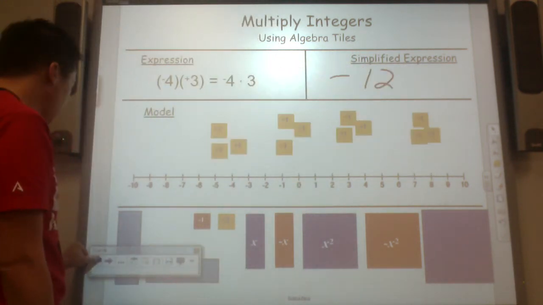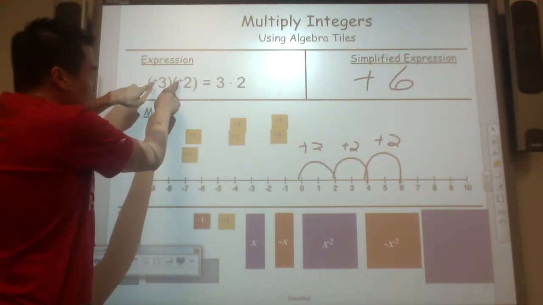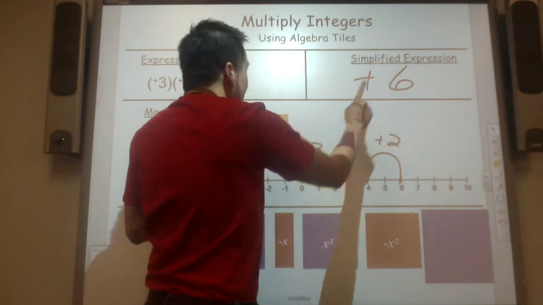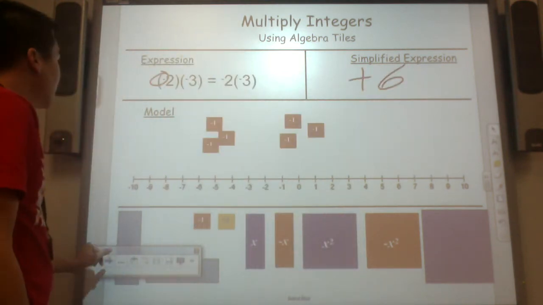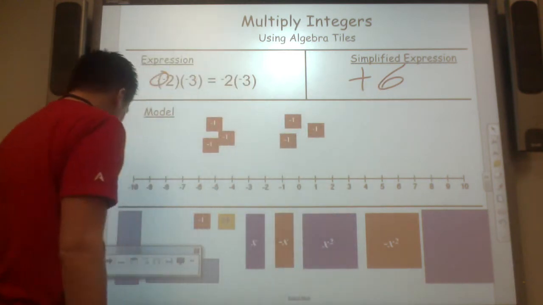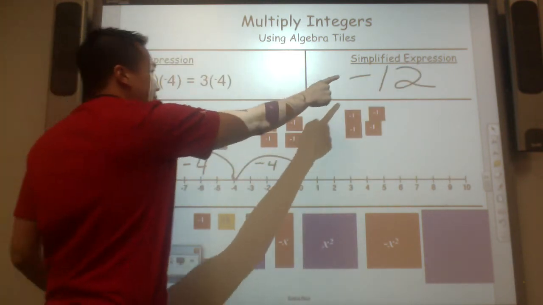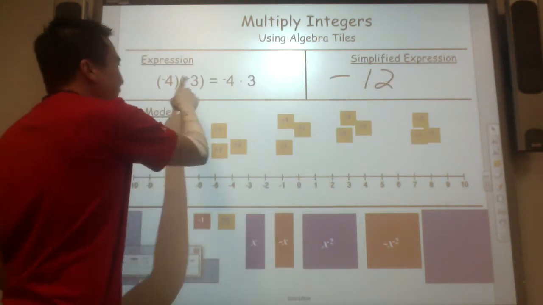Let's go back to the screen. It seems as if the signs are the same, it's going to be positive. Yep, signs are the same, it's positive. While if the signs are different, the answer will be negative.